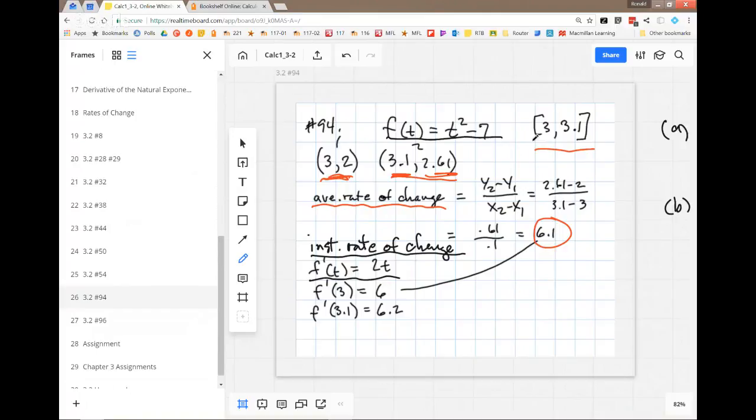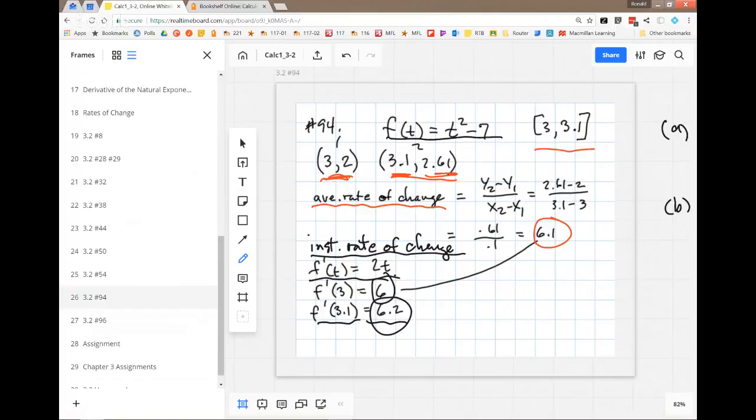2 times 3, 6. And secondly, what's f prime at 3.1? 2 times 3.1 is 6.2. So the first answer is, what's the average rate of change? That's this 6.1 over here on the right. And the instantaneous rates of change are at the two endpoints, 6 and 6.2.